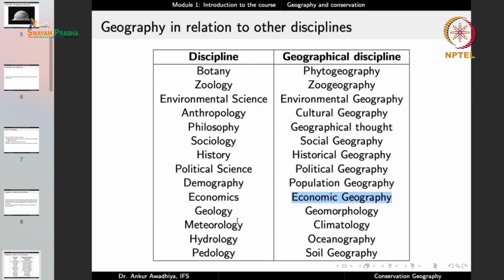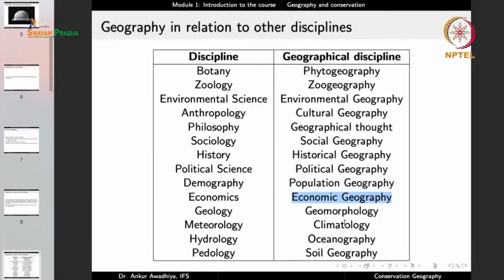Similarly, if we take the field of geology, now geology is the science of the earth, which studies what are the different processes that happen on earth. Now, if we combine this field with geography, we get the discipline of geomorphology. Geo is earth, morpho is form, and logy is study, which is the study of the earth forms.